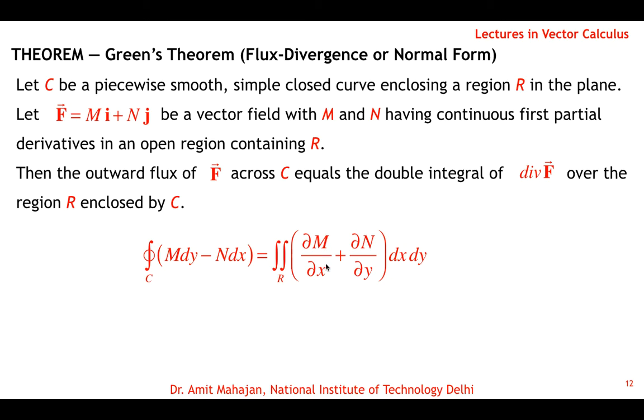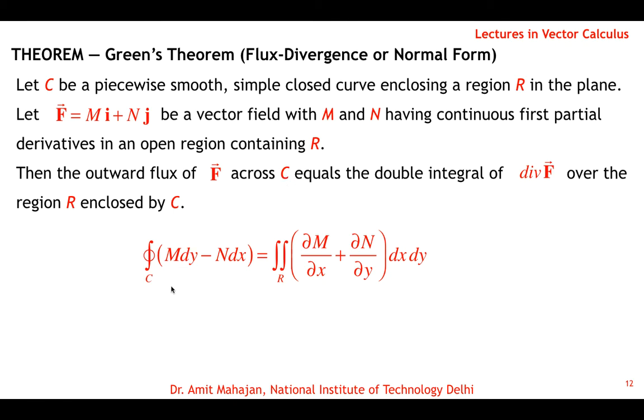M derivative x plus N derivative y is nothing but the divergence of F. So it is the double integral of the divergence of F. With this we can calculate the outward flux across the curve C.